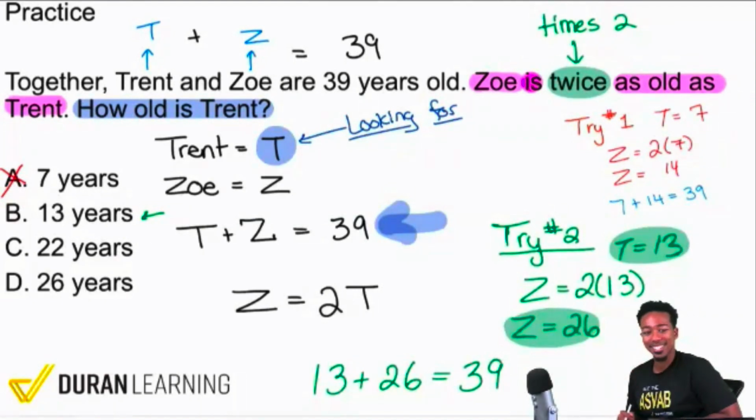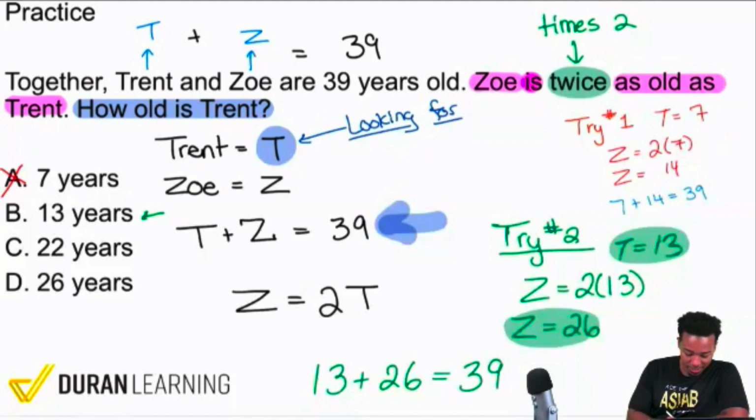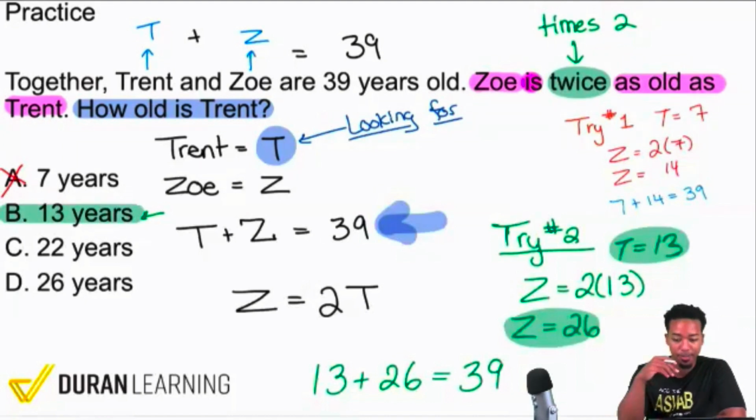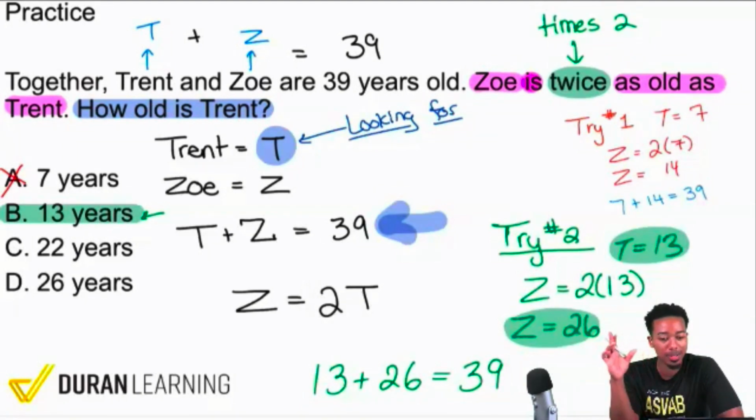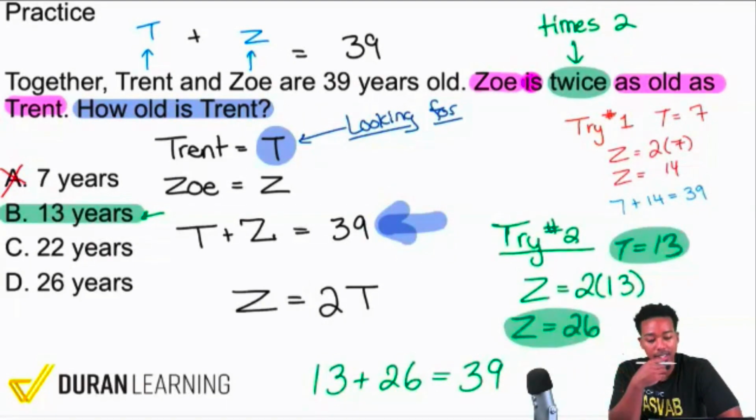Yeah, it is. And there it is. B is the answer. So one more time, does anybody see the power of plugging and chugging once you know the story? Do we see the merit behind this?